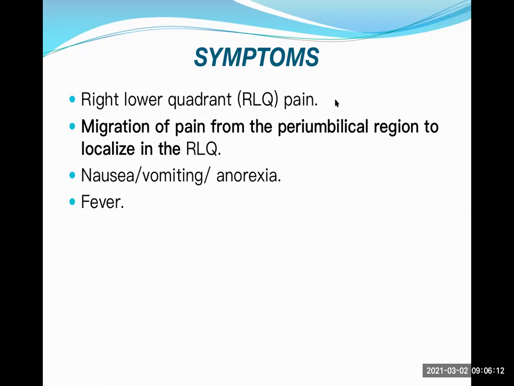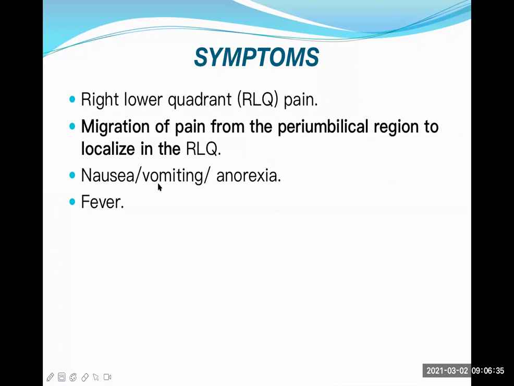This is all about the relation of visceral pain versus parietal pain. Periumbilical pain is called visceral pain, which occurs early, and pain in the right iliac fossa is called parietal pain. This occurs late when the parietal peritoneum is involved. Now, this is called migration of the pain.